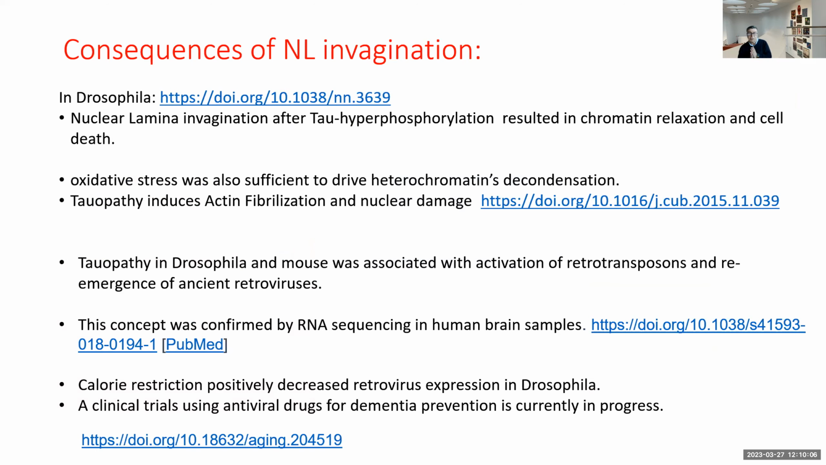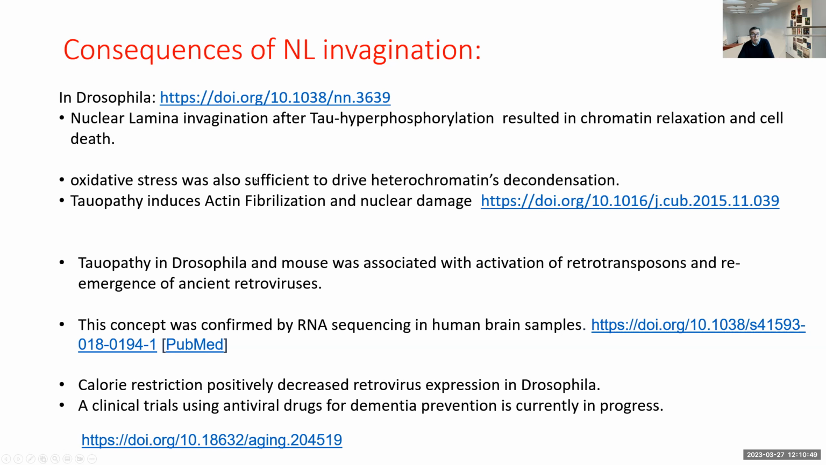So a series of studies here, I have cited them, started with Bess Frost in Texas. Her research started in Drosophila, and she showed that in a model of tau hyperphosphorylation, there is nuclear lamina invagination. This caused chromatin relaxation, and this was associated with neuronal death. And what they did, they prevented nuclear condensation using pharmacogenetic approaches, and they showed that decondensation of the chromatin is actually lethal, but could be prevented.